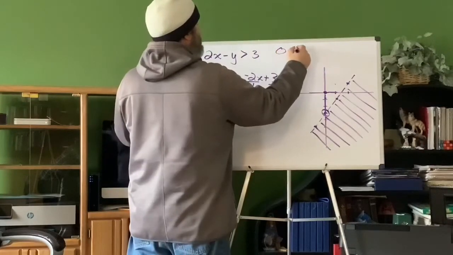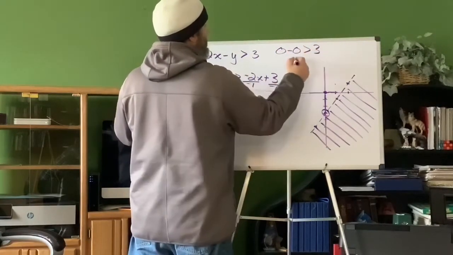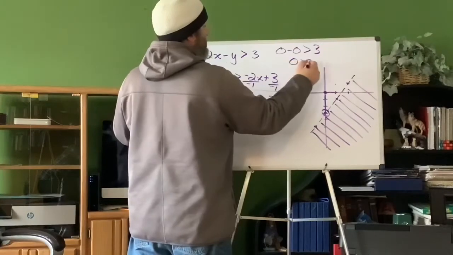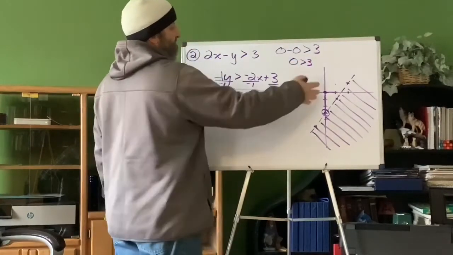Well, let's look at it. 0 minus 0 is greater than 3. Is 0 greater than 3? No. So that's false. So we probably did it right.